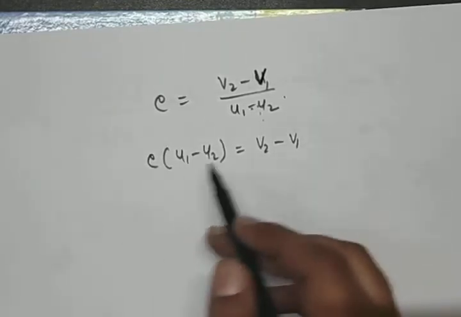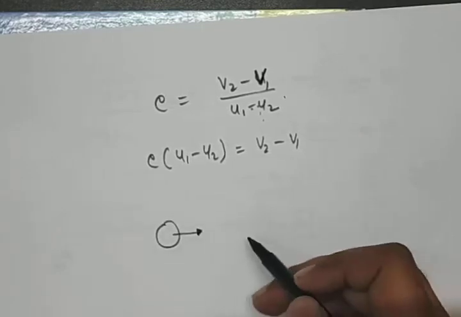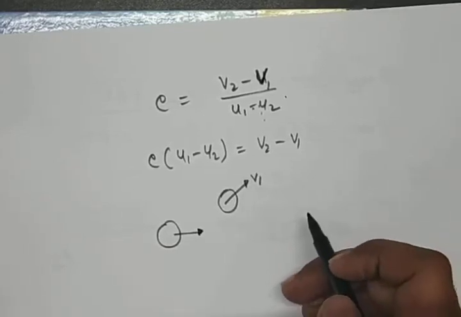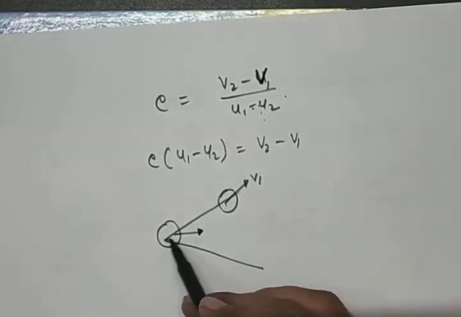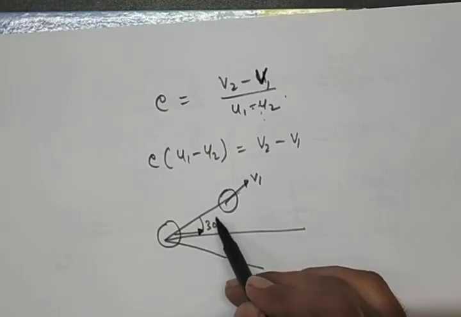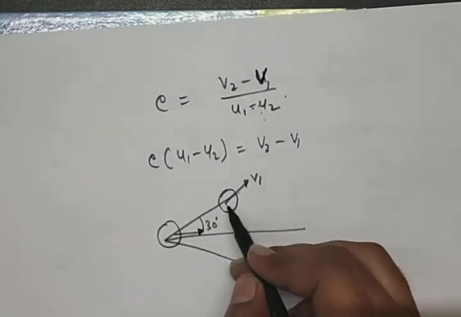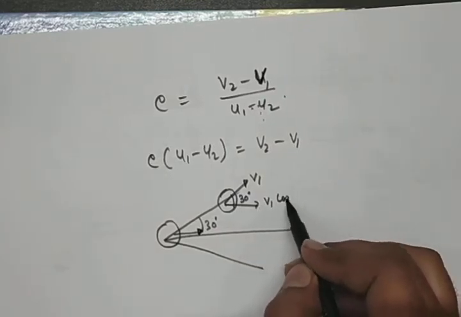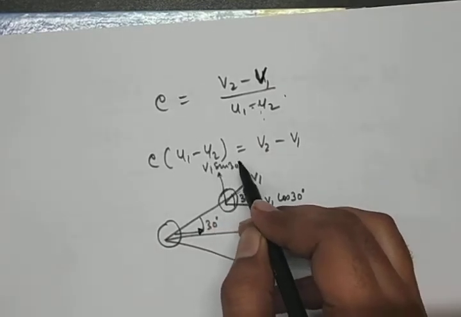This block, this body comes to rest. Okay, and this ball will move with velocity v1. Having made this, when this angle is 60 degrees, this angle will be 30 degrees. This is the only important point here. So this is 30 degrees. So this is v1 cos 30 degrees and v1 sin 30 degrees.